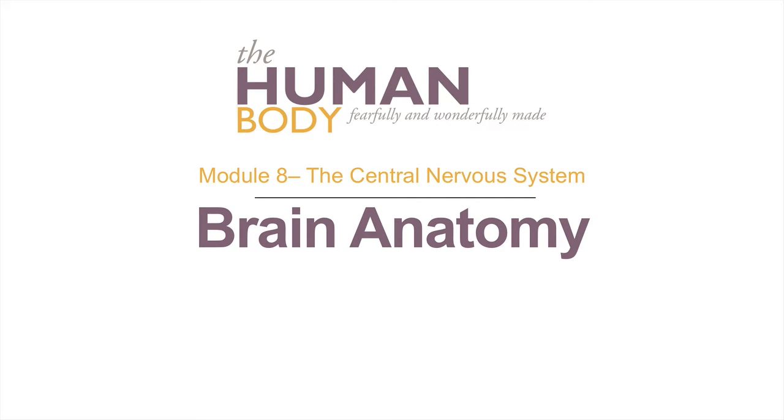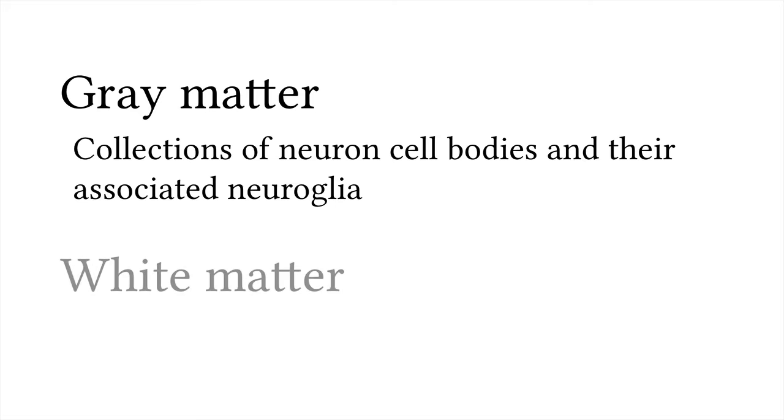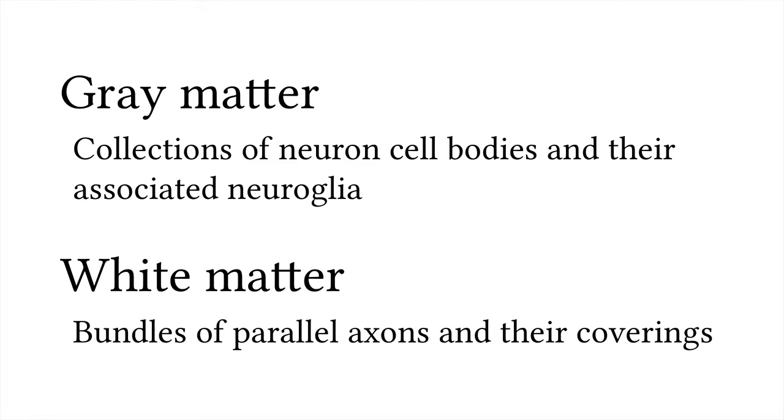Module 8, the Central Nervous System, Brain Anatomy. It's time to get into studying the anatomy of the brain, but first, I want to give you two vocabulary terms. Gray matter refers to collections of neuron cell bodies and their associated neuroglia, and white matter refers to bundles of parallel axons and their coverings.